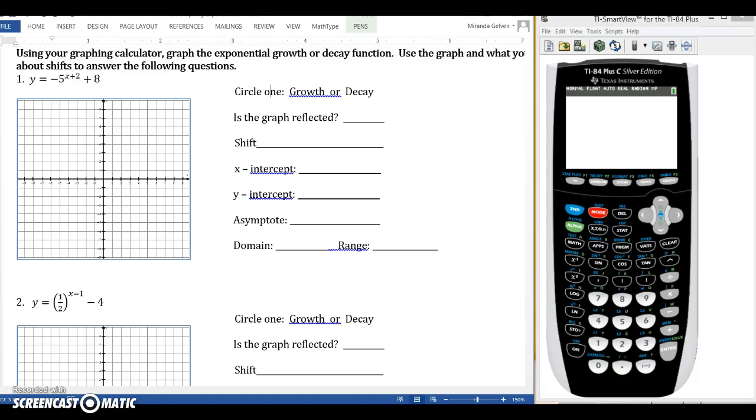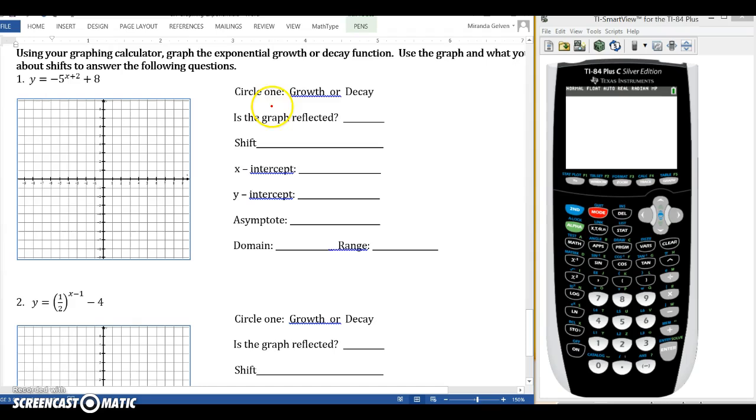Okay, so we're going to finish up these notes with how to use our graphing calculator to support us on what we just learned about the shifts of exponential functions. I first want to talk about what you should know from just looking at this function without a calculator.